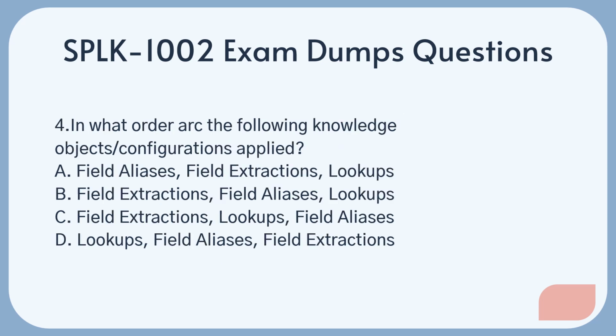4. In what order are the following knowledge objects and configurations applied? A. Field aliases, field extractions, lookups. B. Field extractions, field aliases, lookups. C. Field extractions, lookups, field aliases. D. Lookups, field aliases, field extractions.